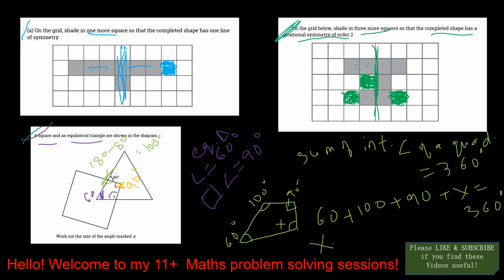If we solve for x, we get x equals 360 minus... 60 plus 90 is 150, 150 plus 100 is 250. So 360 minus 250 is 110. So x equals 110 degrees. That answers the question. Am I right? 360 minus 250 is 110 degrees.